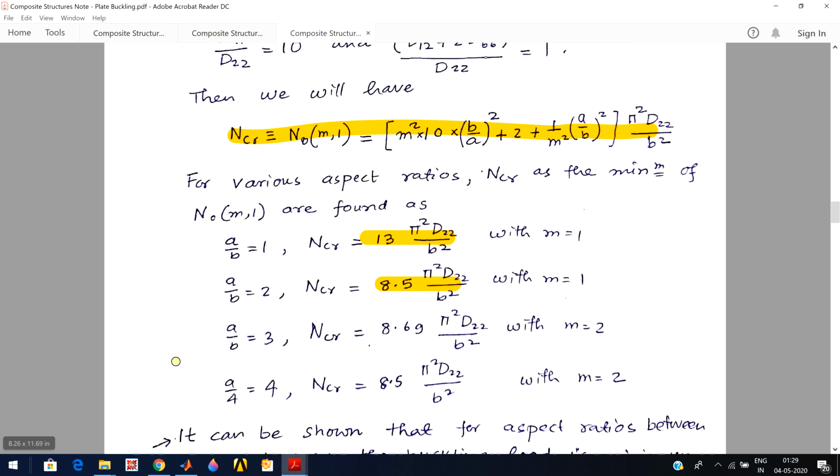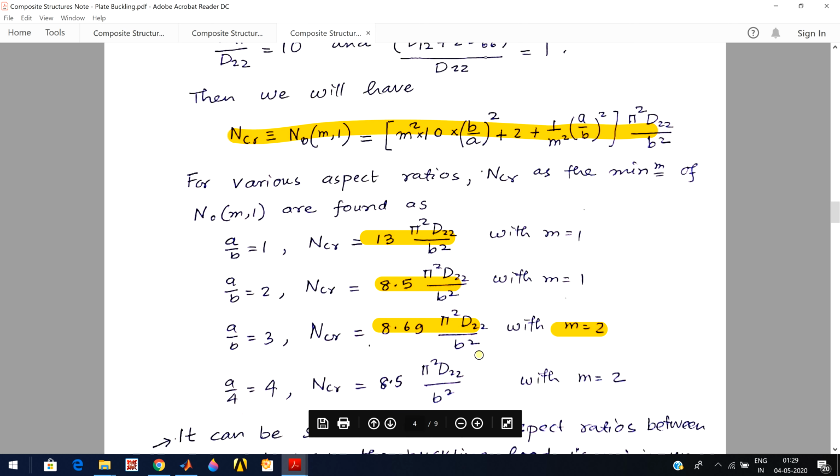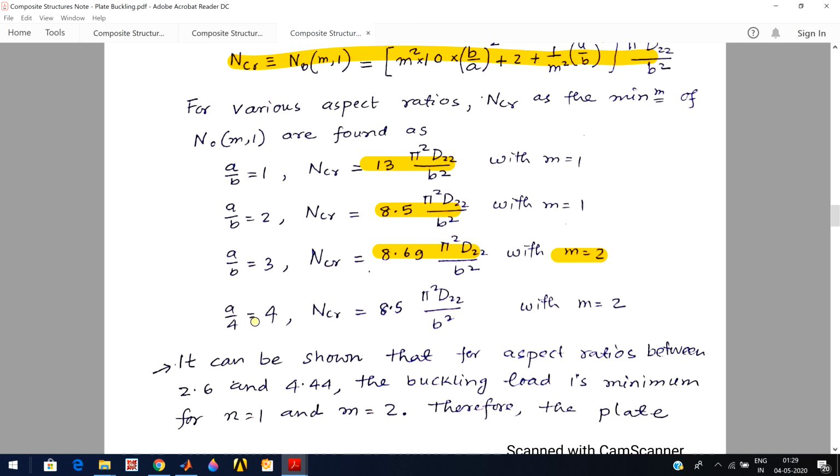But when a by b is 3, then we can see the minimum value of this n critical corresponds to m equal to 2. So m equal to 1 will give you a higher value of the n critical, and that critical value, the non-dimensional value, is this. And for a by b equal to 4 also, the minimum value is with m equal to 2, and that's this value.